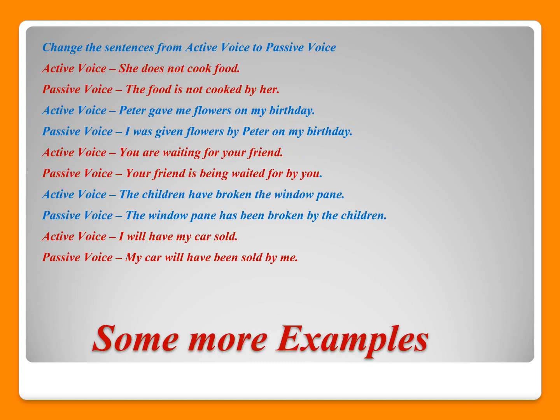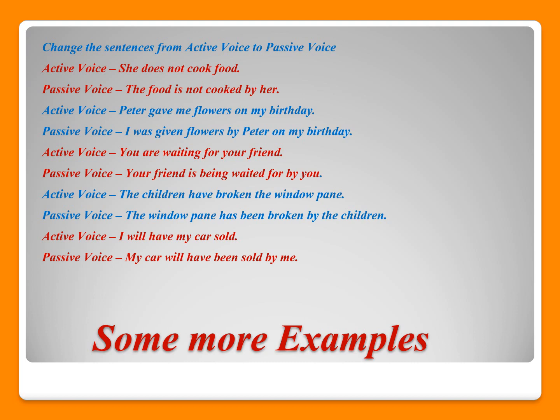Let us see some more examples. When the sentence is in active voice and the sentence is, she does not cook food, the passive form is, the food is not cooked by her. When the sentence is, Peter gave me flowers on my birthday, it becomes, I was given flowers by Peter on my birthday. We can also write this sentence by starting with flowers. Flowers were given to me by Peter on my birthday. We can use any of the two forms.